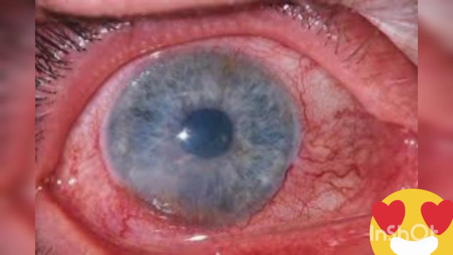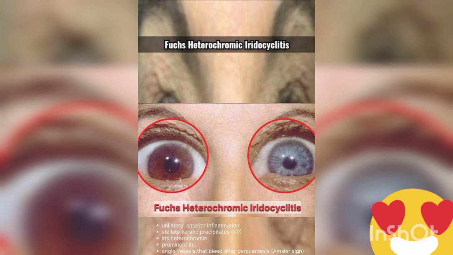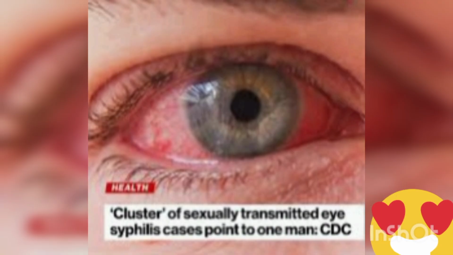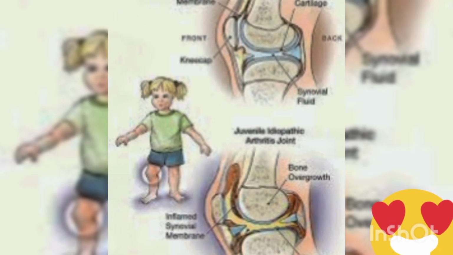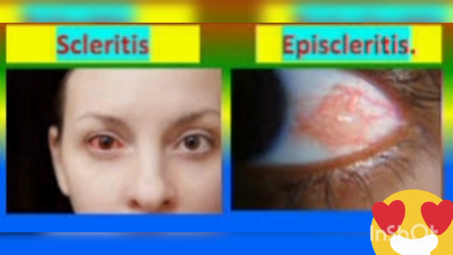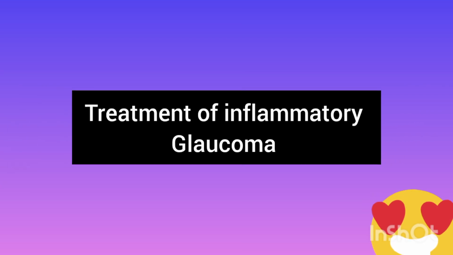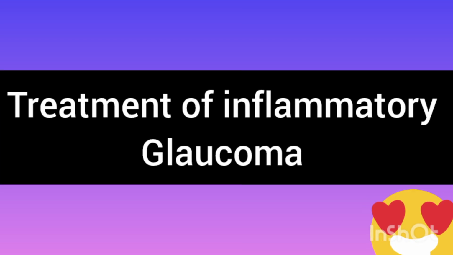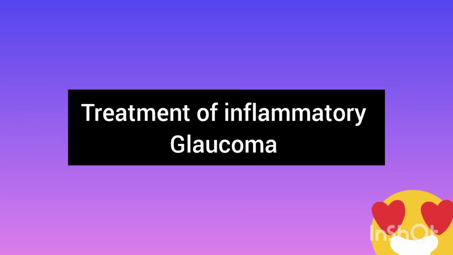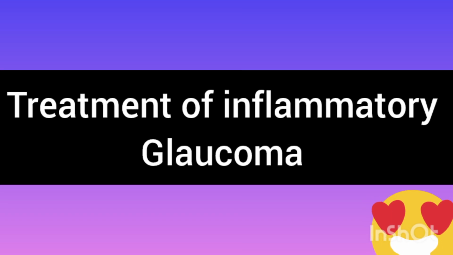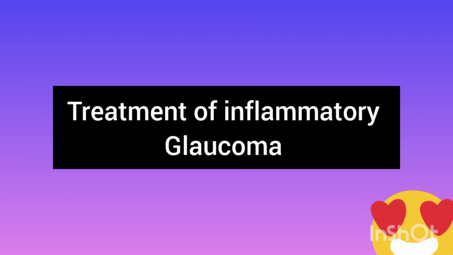Uveitic glaucoma can be observed in inflammatory disorders like Behcet syndrome, diffuse heterochromic iridocyclitis, syphilis, sarcoidosis, juvenile rheumatoid arthritis, scleritis and episcleritis, etc. Treatment of uveitic glaucoma: treatment of inflammation to prevent formation of posterior synechia and decrease the intensity and frequency of bouts or exacerbation of uveitis. Treatment of glaucoma using anti-glaucoma therapy.